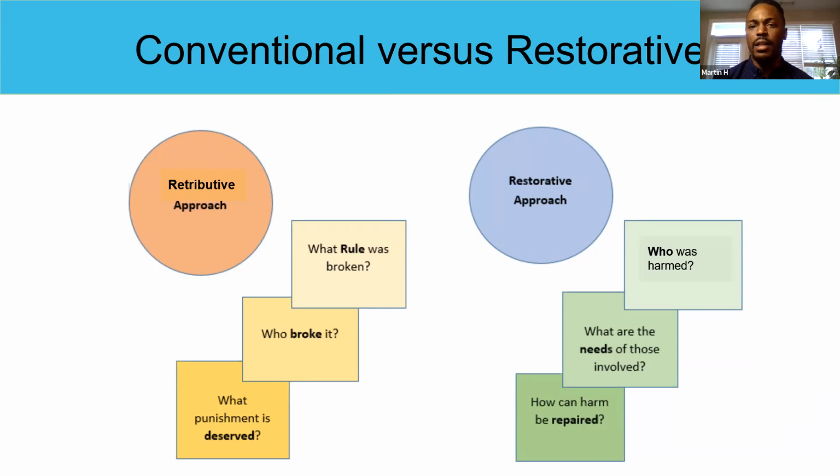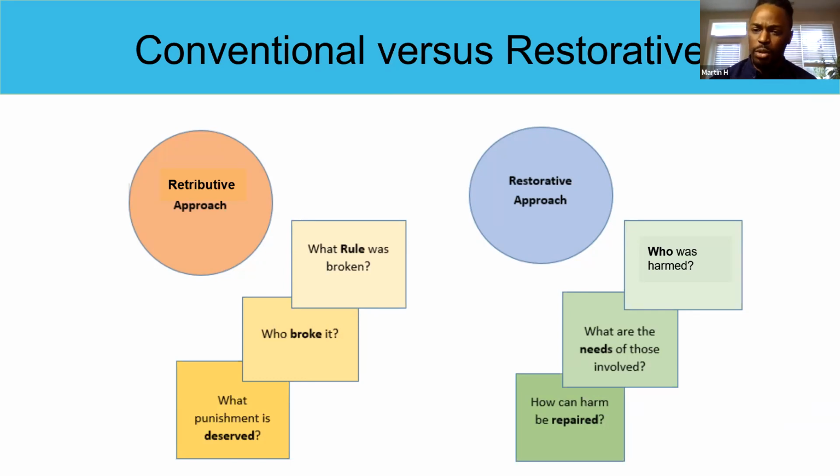So when we look at situations that happen in the school environment pretty often, let's say violation of the dress code, let's pick a rule. What rule was broken? Well, they didn't follow the dress code. Who broke it? The student that wore the outfit that was out of the norm for dress code. And what punishment is deserved? Sometimes you might see a suspension, expulsion, and there might be some sort of in-school consequence.